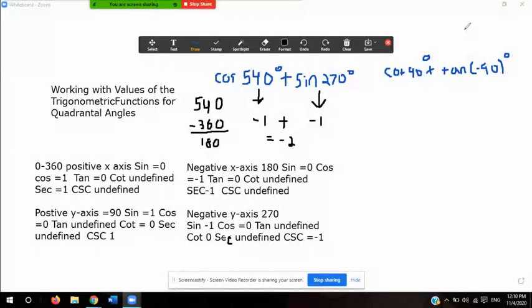The second one says the cotangent of 90 plus the tangent of negative 90. Since I know that 90 is a quadrantal angle, on the positive y-axis, I can determine the value of that trigonometric function. They're asking me to find the cotangent of 90, and if I go to the table, I know that the cotangent of 90 is 0. So I'm going to change the value of the cotangent of 90 to 0.